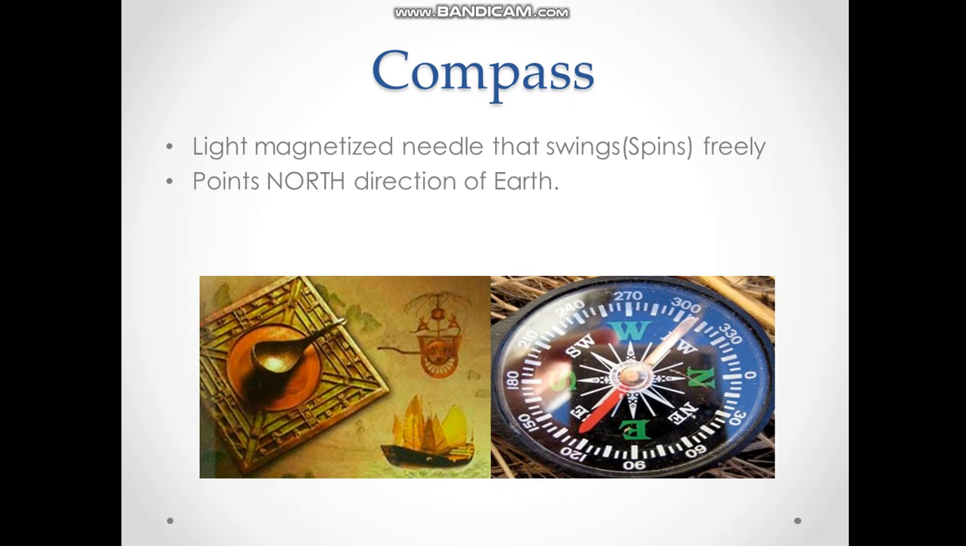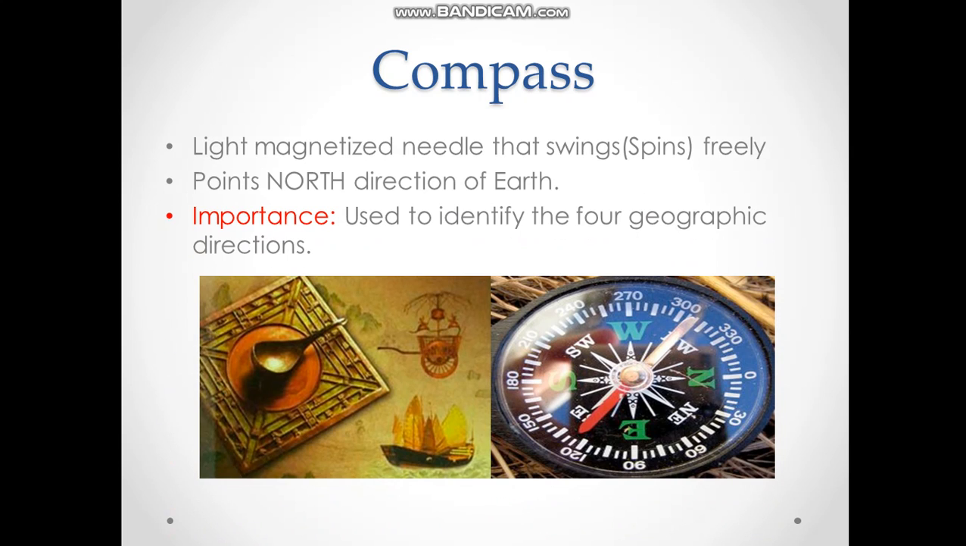And now this is the shape of our modern compass, which is also a magnetized needle that swings freely to point to the north direction. What is the importance of the compass? It's used to identify the four geographic directions.